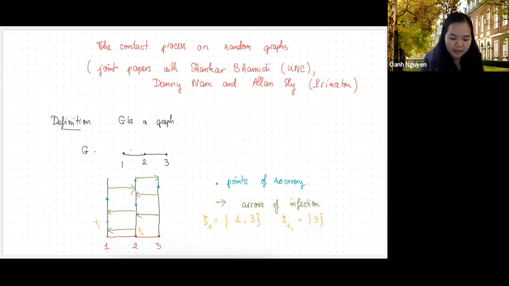And then the next event that happened is at time T2. T2 is when 3 sent the infection to 2. So the vertices that are infected now are 2 and 3. Okay, and so on and so forth. So that's an example of the contact process. And let me move on to the more precise definition.